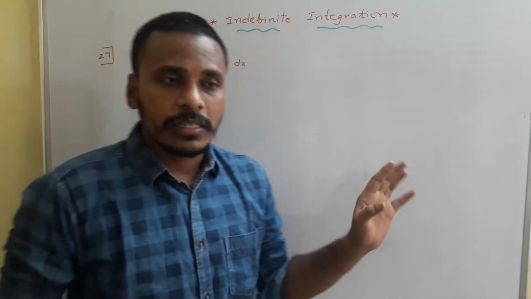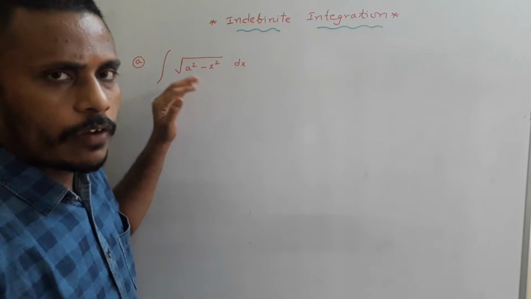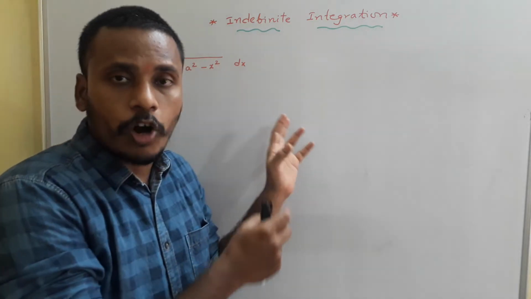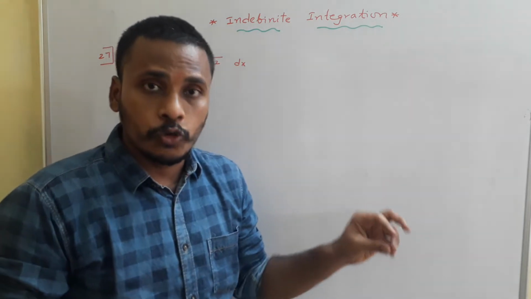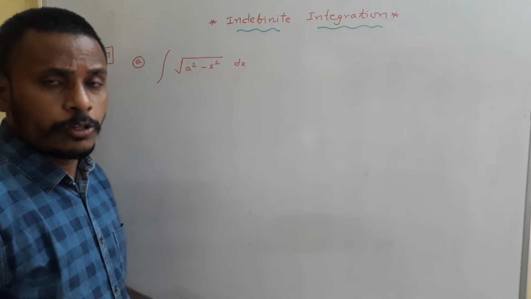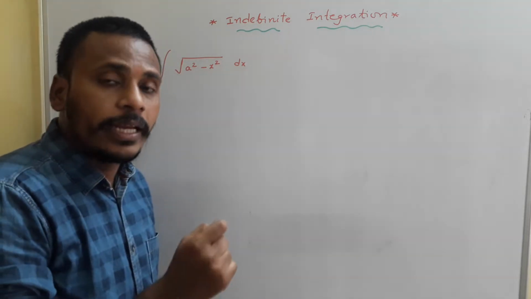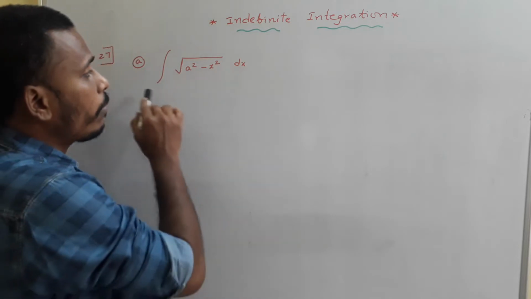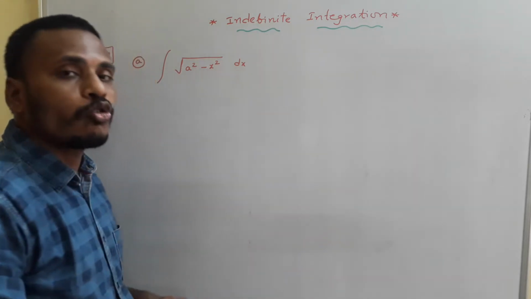The integral of root of a square minus x square dx. Already we did it, and we mentioned the formula for this integral using trigonometric substitution. And now I am going to find its integral value using integration by parts. After deriving this using integration by parts, I am going to mention two more formulas.